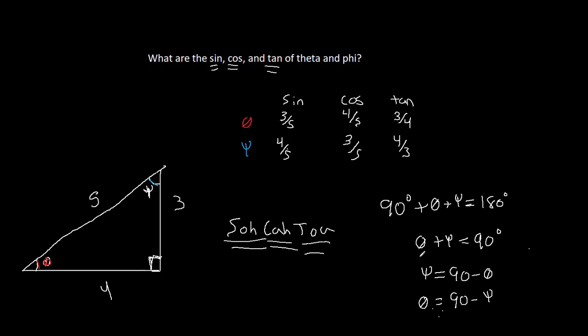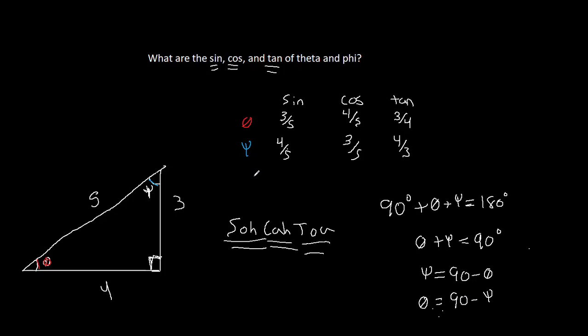All I've done here is generate two different equations from this one here, isolating either phi or theta as what we're interested in. So if we know theta, we can figure out phi, and if we know phi, we can figure out theta. That's what these two equations are showing.